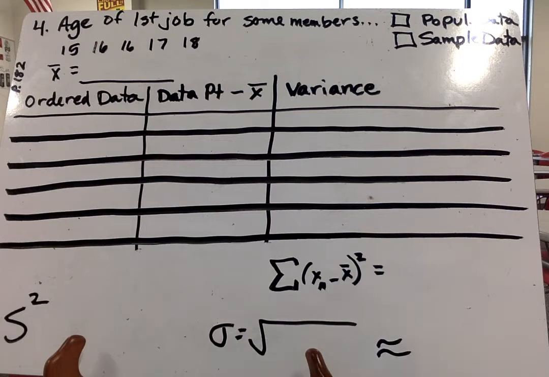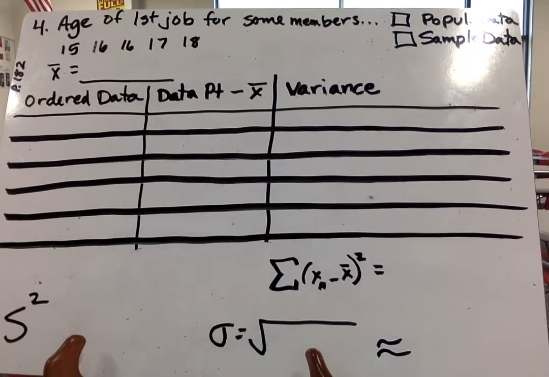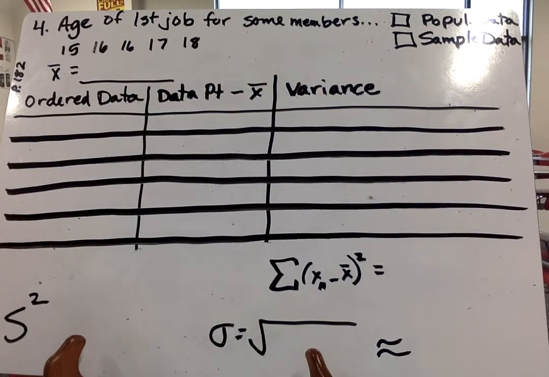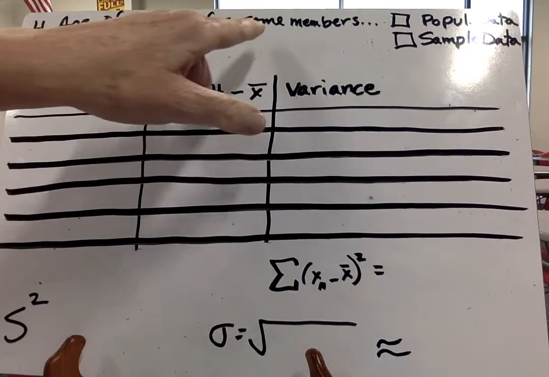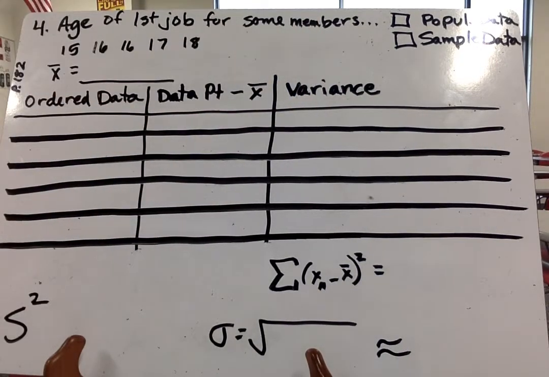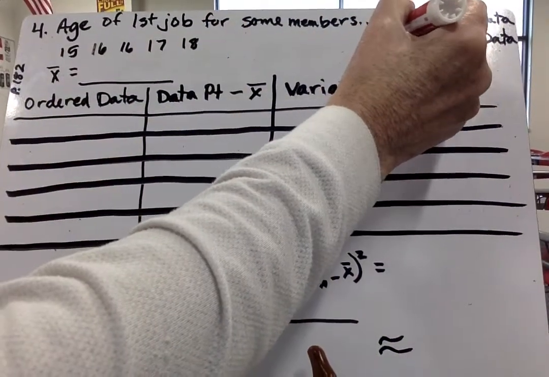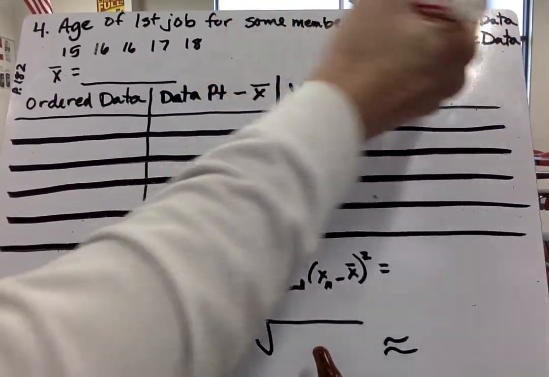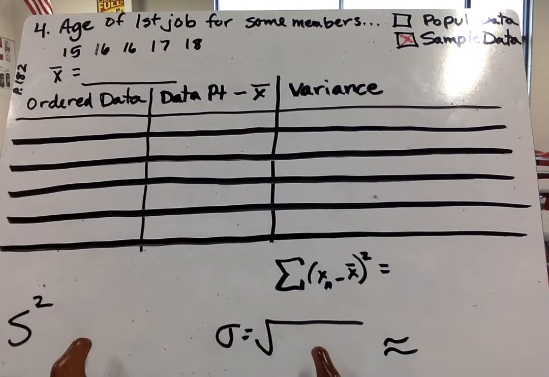Hello students, today we will be going over number 4, which is part of chapter 9 wrap-up. It's page 182 in your blue packet. I'm going to do number 4 where you find the statistical values, and it's the age of first job for some members of a family. If you see just the words "some members," is that going to be population or sample? Some is going to be samples. If you see the word all, then it would be population data.